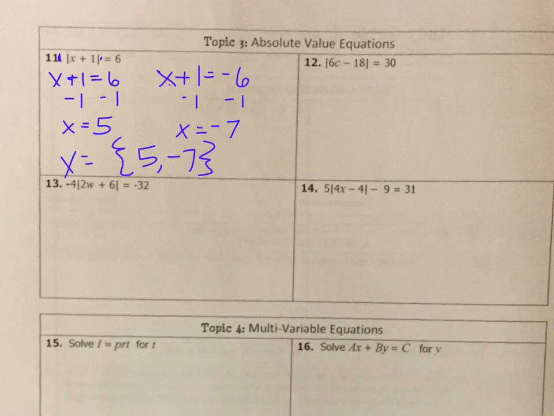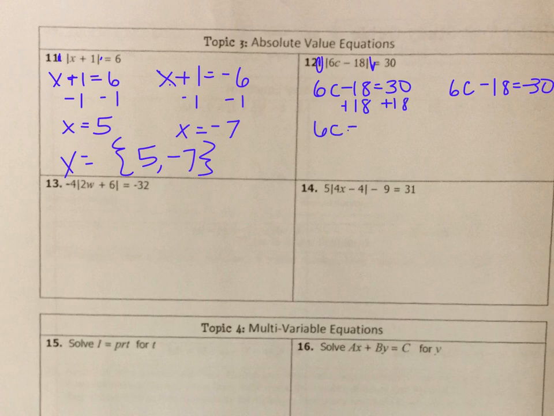All right, let's do the next one. There's nothing outside it, so that means I can go ahead and break it into two problems. 6c minus 18 equals 30. 6c minus 18 equals negative 30. I'm going to add my 18. 6c equals 48. Divide by 6. C on this one equals 8.